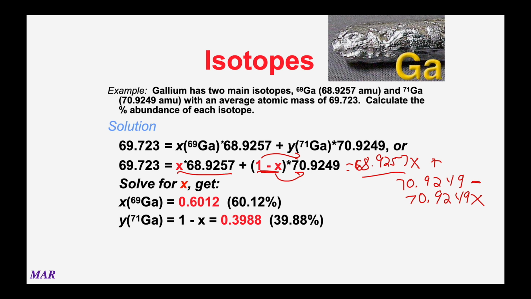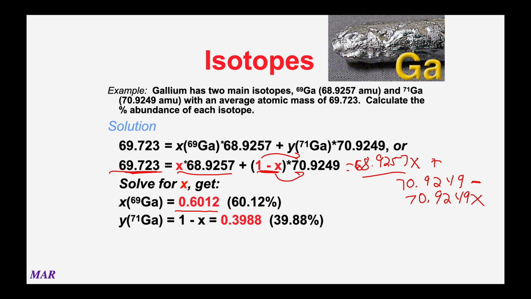And then I'm going to go minus X times that, minus 70.9249x. So now my handwriting is sloppy, but you have two X's. First X minus the second X will give you just so many X's. Then you can subtract the 70 number from 69.723. You'll have X's on one side, numbers on the other side. If you did that right, X equals 0.6012, which again times 100%, 60.12%. And if you go back to the other equation, 1 minus X would be 0.3988 or 39.88%.